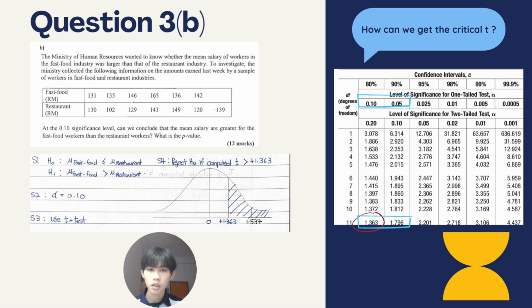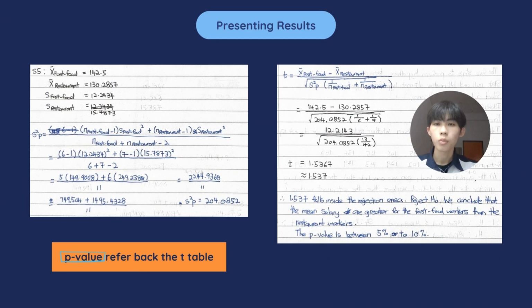In this case, the sample size of the fast food workers is 6 and the sample size of the restaurant workers is 7. So we just add up 6 and 7 and minus 2, and we will get the degrees of freedom equal to 11. So we just look at the degrees of freedom of 11 and the 0.10 significance level for a one-tailed test, and we will get the t-value equal to 1.363.